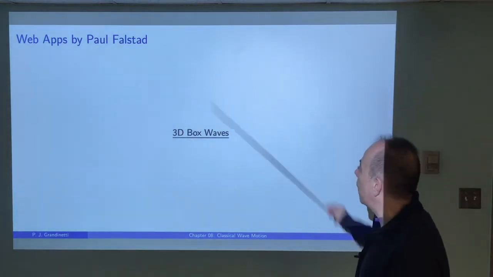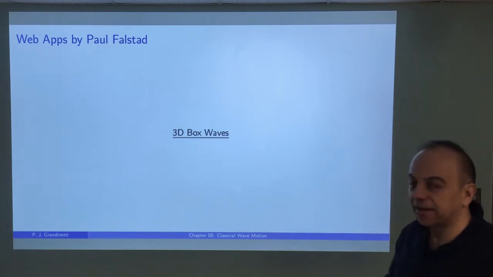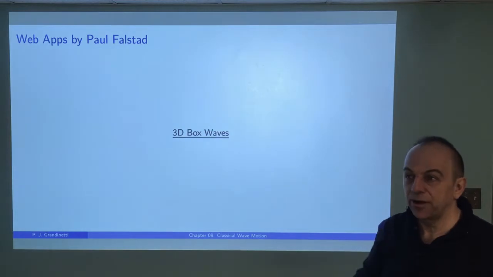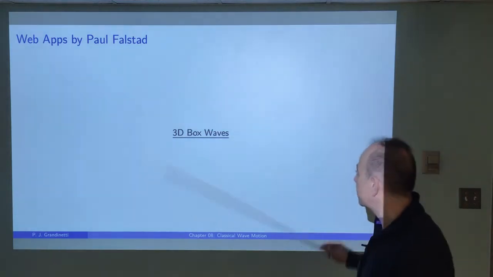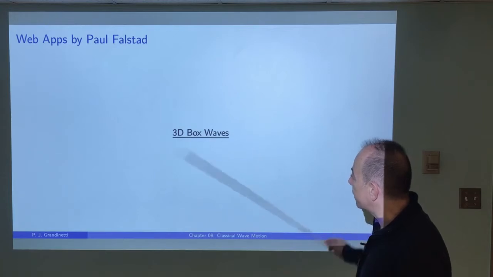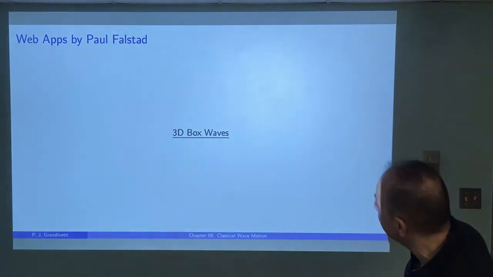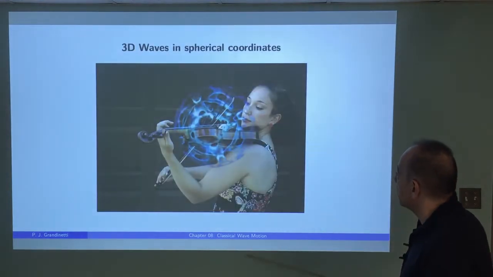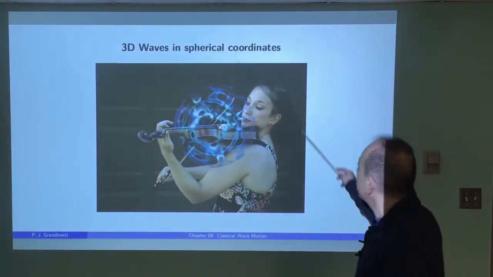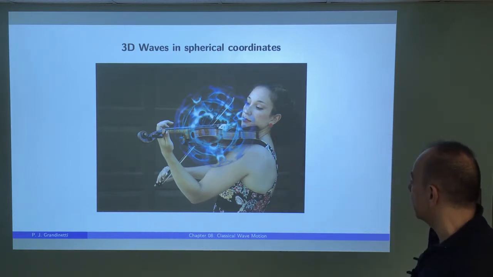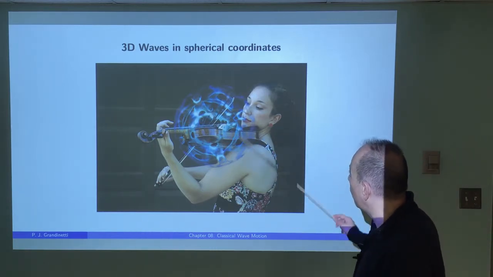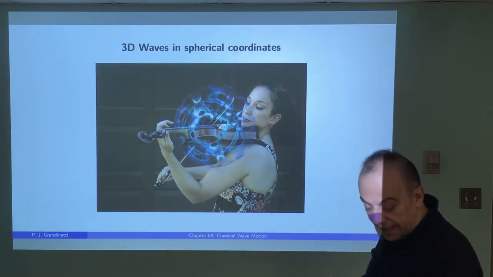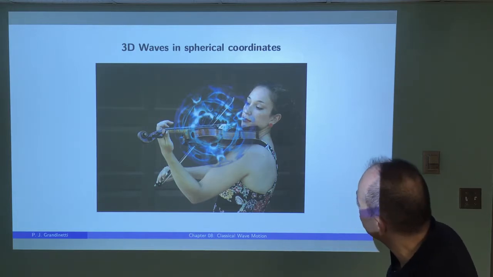And in this nice web app by Paul Falstad, you can look at the case of a 3D wave where the amplitude of the wave function is forced to go to 0 at the walls of a 3D box. And I'm going to leave it for you to explore this app, but it's more or less along the same lines as the other apps we looked at from Paul Falstad. What I want to focus on for the rest of this video is looking at waves in spherical coordinates. And so we learned already what the wave equation looks like in spherical coordinates, but now let's see if we can solve a problem in 3D.